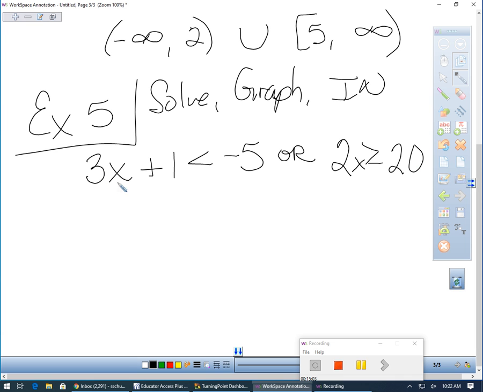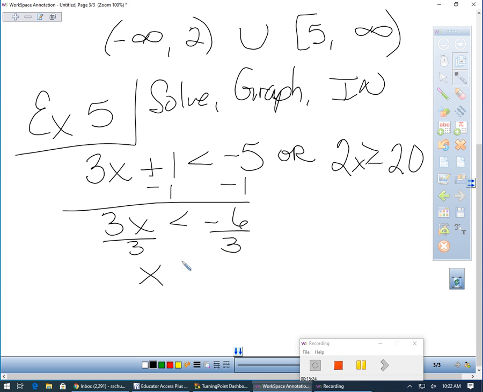Alright, so let's solve the first piece we have here. We would first subtract 1 from both sides. So I have 3x is less than negative 6. Then, of course, we would divide both sides by 3, and we get x is less than negative 2. So I'm going to put that on my number line to begin with, at negative 2. I have an open dot, and this goes to the left.